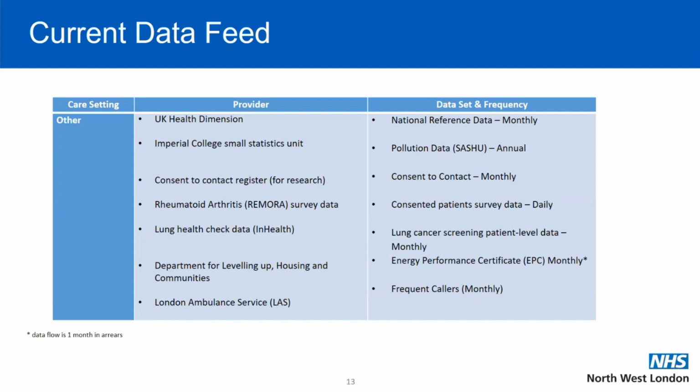Anybody may or may not have heard of Remora. It's a rheumatoid arthritis survey. It's a pilot that's running through Northwest London. That data is coming in on a daily basis at the moment. We've also got the lung cancer screening data coming in monthly. We've got some housing data that's available to us, such as the EPC data. That's coming in on a monthly basis, a month in arrears.